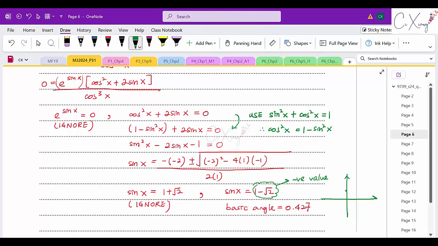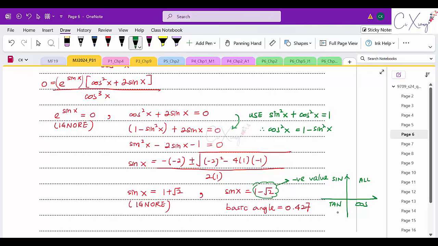So to get sine with a negative value, I have to accept the answer from the third quadrant and also the fourth quadrant. Sorry, I think I labeled it wrongly. For the third quadrant, tangent is positive, so sine is negative. For the fourth quadrant, also the same. Cos is positive, therefore the sine will be negative.